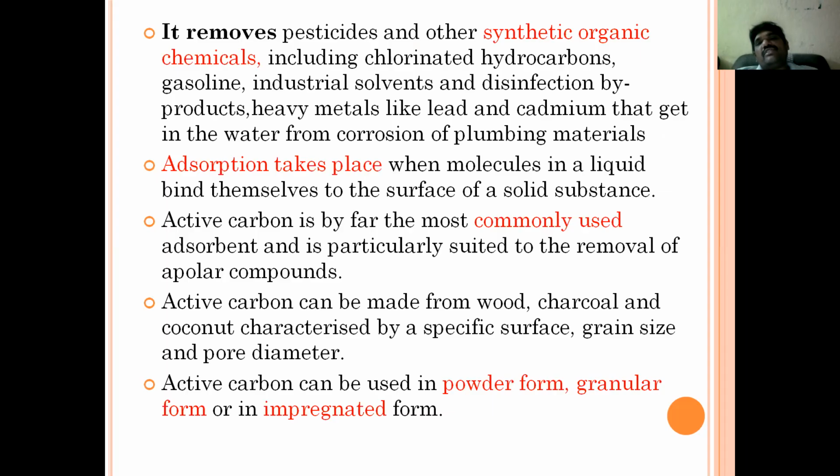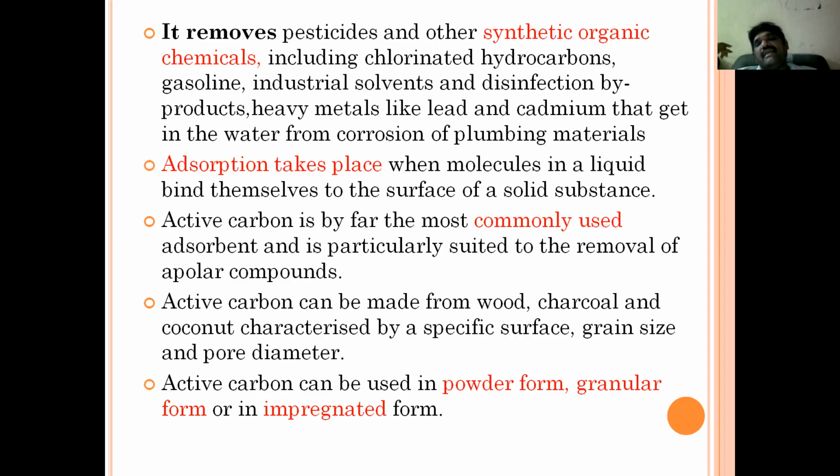See here, it removes pesticides, other synthetic organic chemicals, chlorinated hydrocarbons, cadmium, and all types of waste materials can be removed, as they have the vacancy in the molecular configuration. They try to make bonds with the other similar vacant contaminant particles. Once they form bonds, they come out as filtrate.